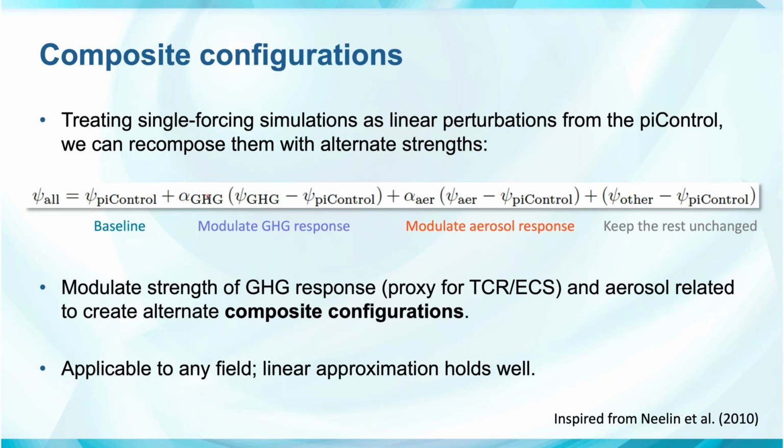So with these two parameters, alpha greenhouse gas, we can essentially modulate the response of the model to greenhouse gas, which is sort of a proxy for modulating TCR and ECS. You have to be careful because the time horizon might be different. So I don't want to say it's exactly the same. And then by changing alpha aerosol, we can change the strength of the model aerosol forcing. And then we can reconstruct any field that we are interested in.